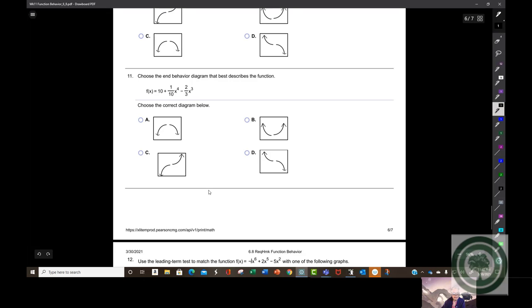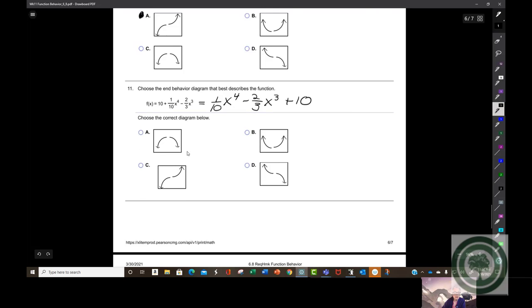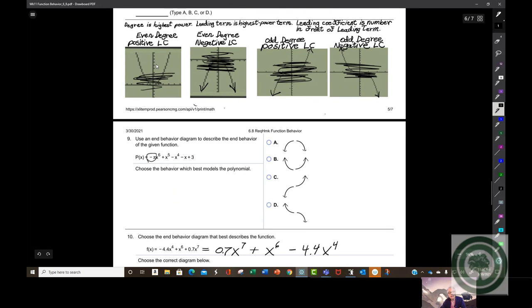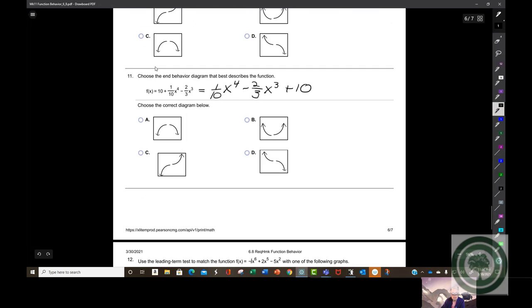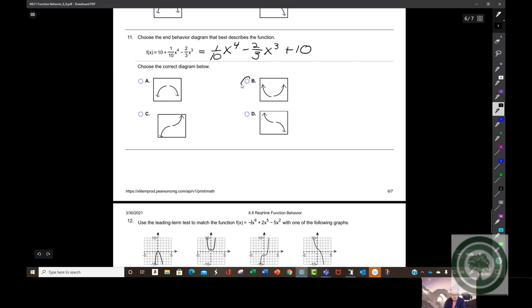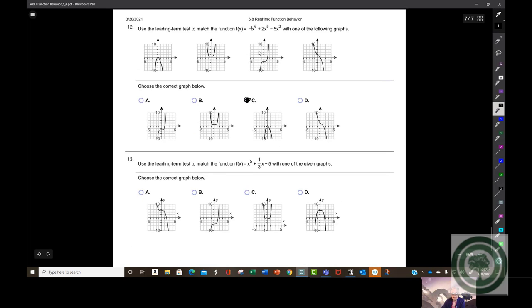This is all jumbled up, isn't it? This is 1/10 x to the fourth minus 2/3 x to the third plus 10. All right, it's got an even degree and a positive leading coefficient. It's going to look just like that on the ends. So right here. And coming down here, we already did this one.